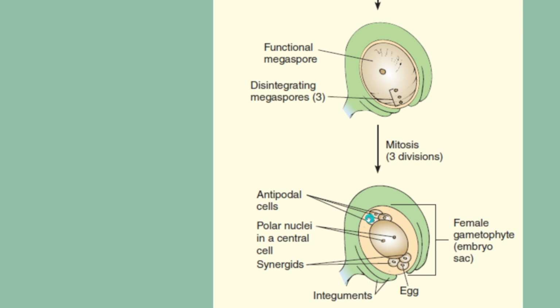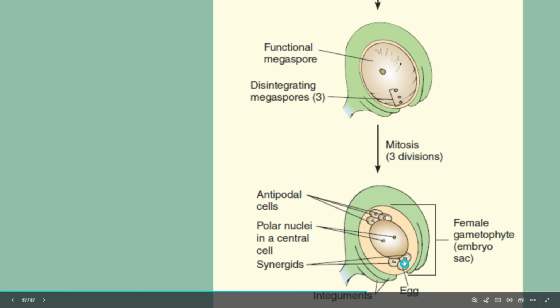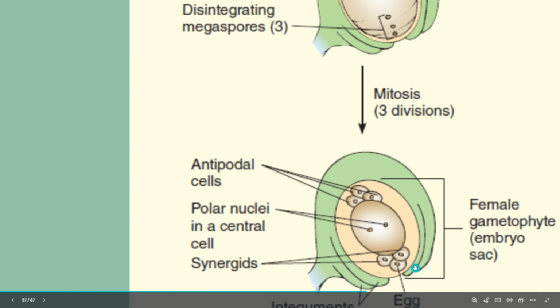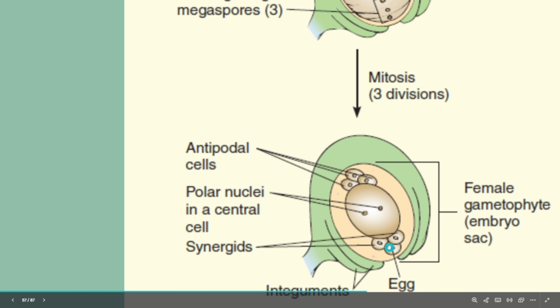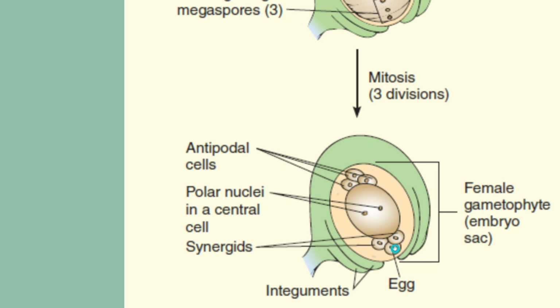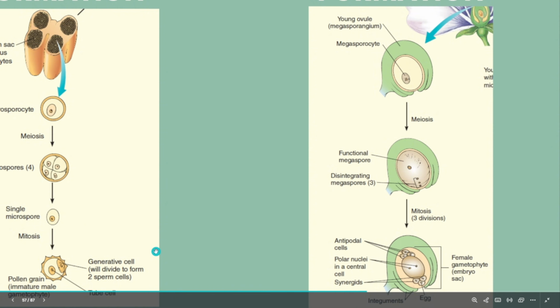The upper three cells we call antipodal cells. And the lower part has three cells. The bottom one we call the egg cell. The other two we call synergid cells. So this is the structure of the embryo sac. The female gametophyte of the flowering plant is called the embryo sac, while for the male it is the pollen grain.